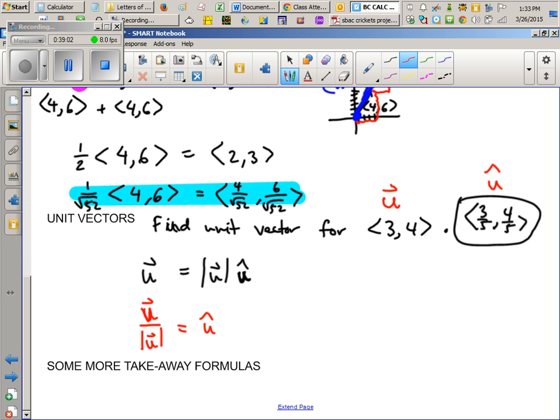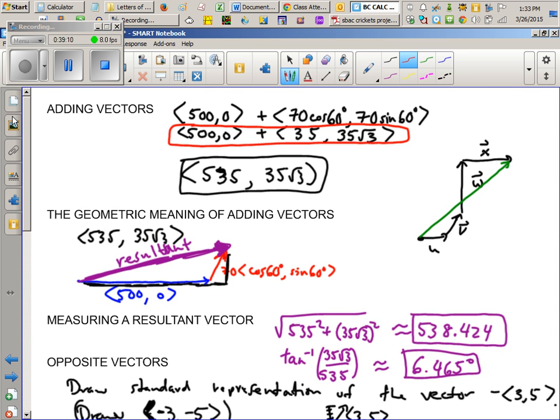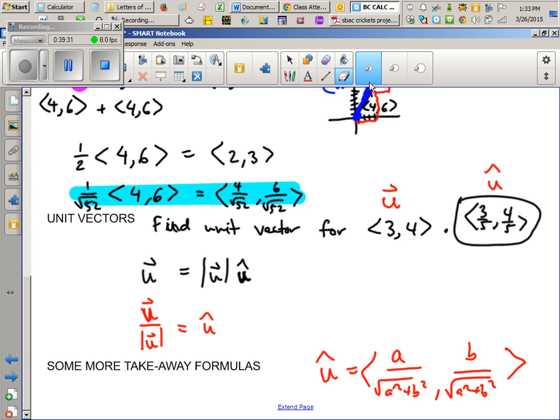Yeah. So what are my takeaway formulas from this page? Not very many. Just that you can add vectors. You can analyze the resultant vector. And maybe just to find a magnitude or find a unit vector, you just take a vector and you just divide it by its own magnitude. This might be a good takeaway. So that says square root of a squared plus b squared on the bottom there. On both of them. Okay?